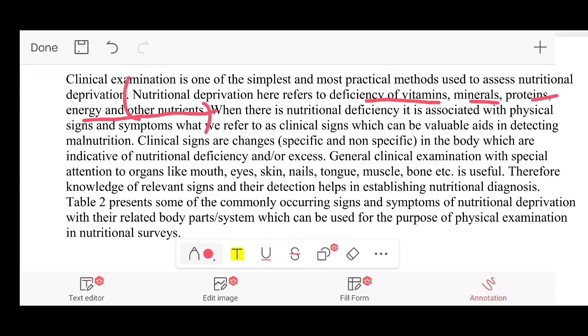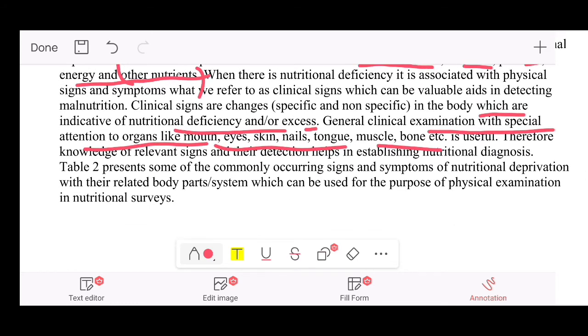Means if nutrition is not present properly inside the body, then we can see some symptoms or signs from outside of the body. Clinical signs are changes in the body which are indicative of nutritional deficiency or excess. General clinical examination with special attention to organs like mouth, eyes, skin, nails, tongue and muscle, bone, etc. is useful. Therefore, knowledge of relevant signs, means we should know about the signs which are measured clinically, so that we can detect the problem and go for the cure of that.